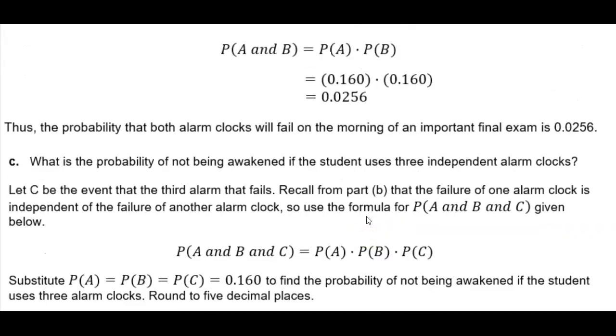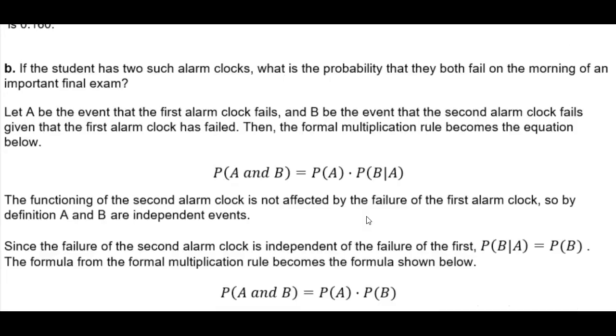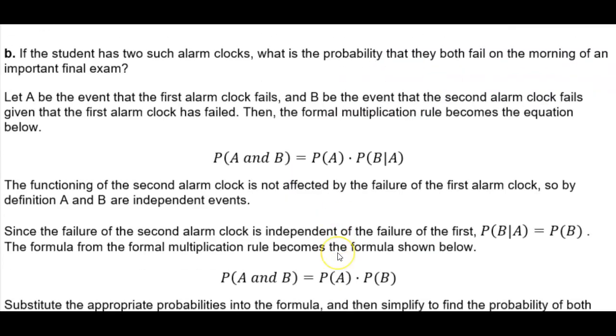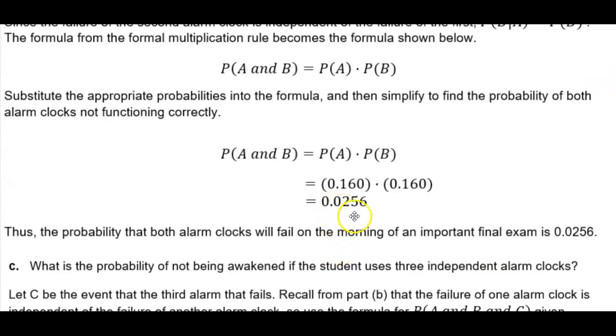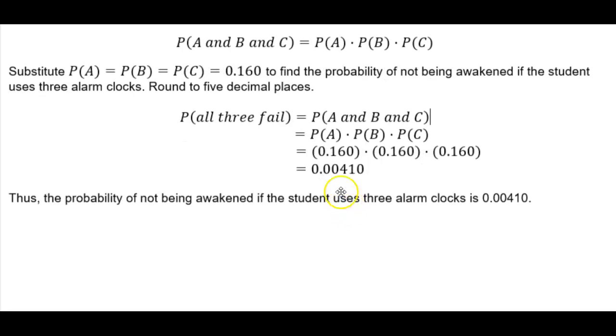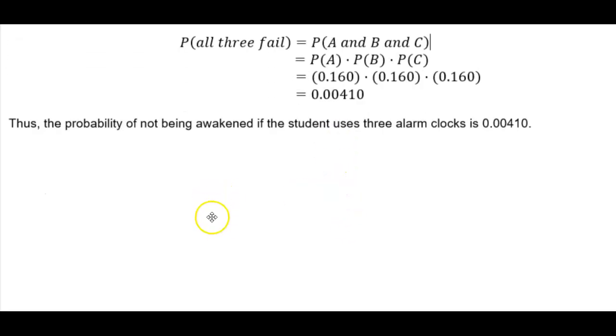So let's take a look. The first one, we get 0.160. The second one, 0.0256. And the third one is 0.00410.